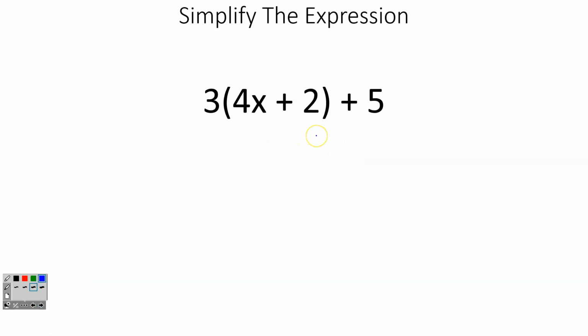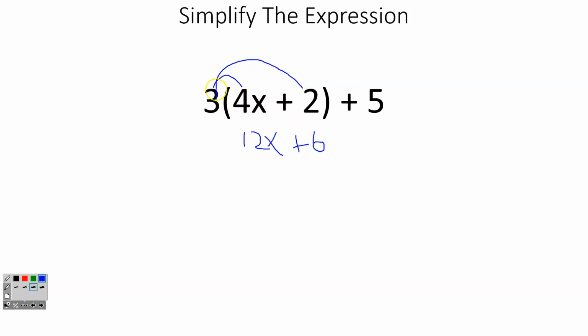Now, you've learned in previous years about PEMDAS: Please Excuse My Dear Aunt Sally. Parentheses come first, so we're going to do that first. I can't combine anything that's inside my parentheses, so to get rid of the parentheses, I've got to do my rainbows. 3 times 4x gives me a 12x. 3 times 2 gives me 6.